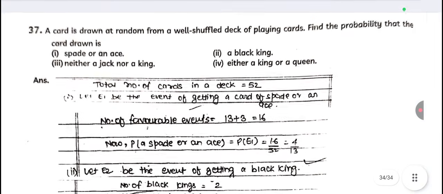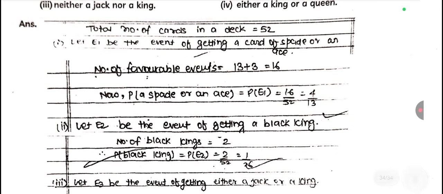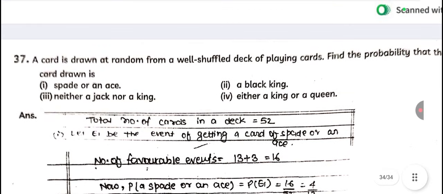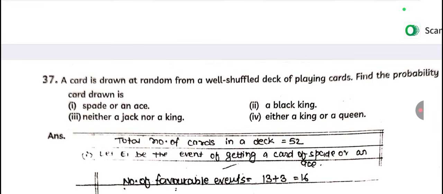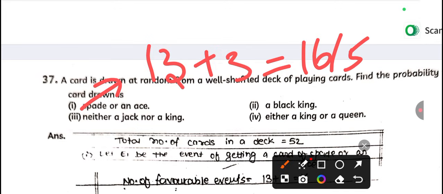Probability: a card is drawn, find the probability that it is a spade or an ace. Whenever 'or' comes, be careful. Then you go for it. Black king, neither a jack nor a king, either a king or queen. How many spades will be there? 13 spades will be there. Normally 4 aces will be there, but one spade is also an ace. So 13 spades, and 3 more aces, 13 plus 3, 16 out of 52. Yes or no? So it's common. Whenever you have a common card, then you have to adjust.